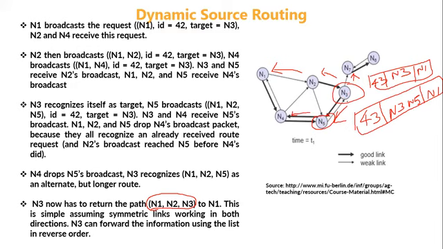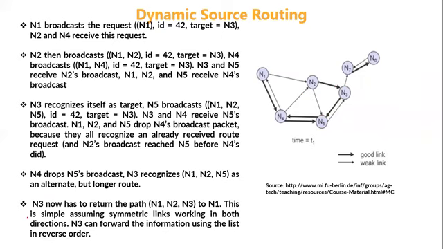When it goes to N3, N3 will discard because it's a duplicate packet. Okay. N4 will again broadcast to N2 and N1. So like that the path will be identified, right? So I think it's clear. You can work out on this. So this is the working principle of the dynamic source routing algorithm.